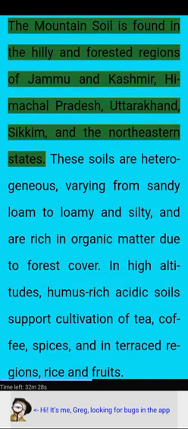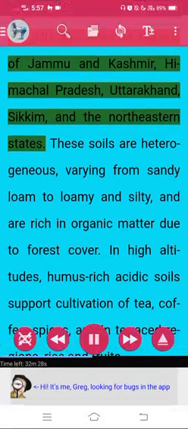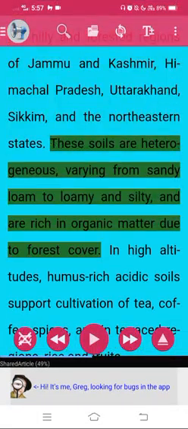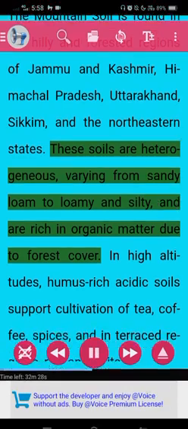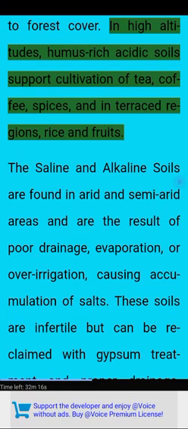The mountain soil is found in the hilly and forested regions of Jammu and Kashmir, Himachal Pradesh, Uttarakhand, Sikkim, and the northeastern states. These soils are heterogeneous, varying from sandy loam to loamy and silty, and are rich in organic matter due to forest cover. In high altitudes, humus-rich acidic soils support cultivation of tea, coffee, spices, and in terraced regions, rice and fruits.